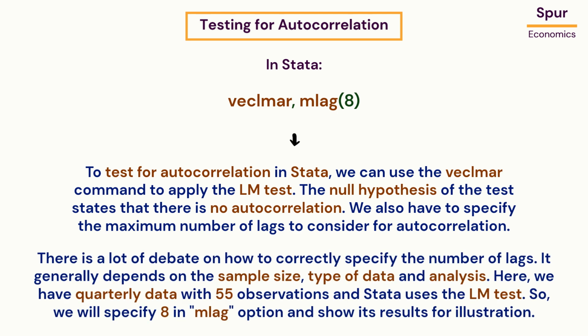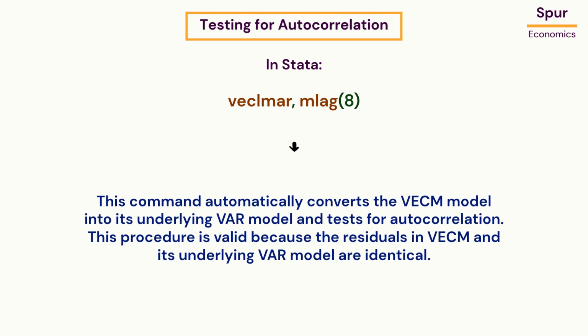There is a lot of debate on how to correctly specify the number of lags. It generally depends on the sample size, type of data and analysis. Here, we have quarterly data with 55 observations and Stata uses the LM test. So, we will specify 8 in lag option and show its results for illustration. This command automatically converts the VECM model into its underlying VAR model and tests for autocorrelation. This procedure is valid because the residuals in VECM and its underlying VAR model are identical.